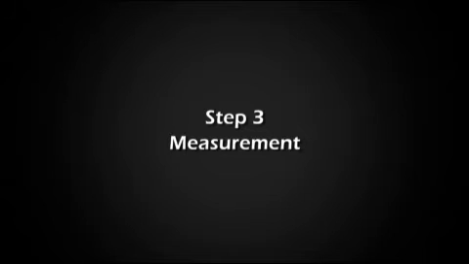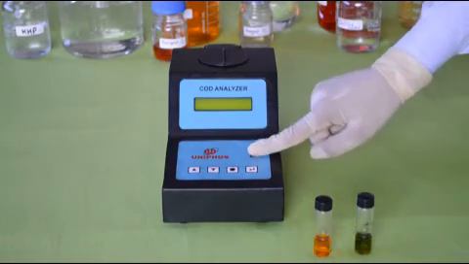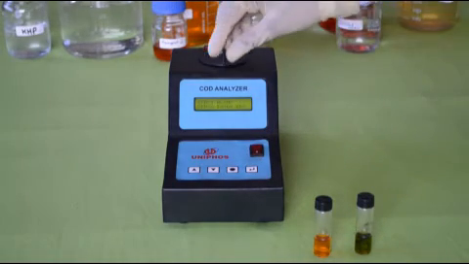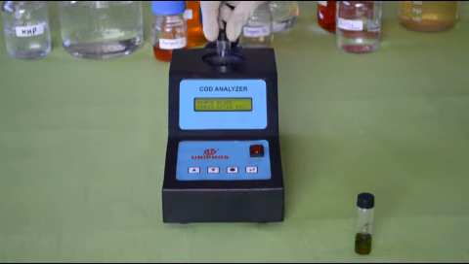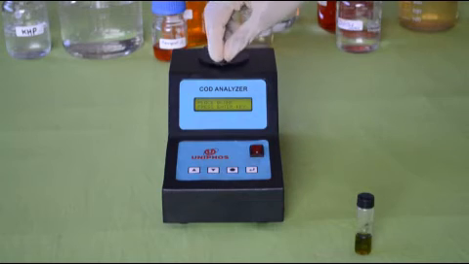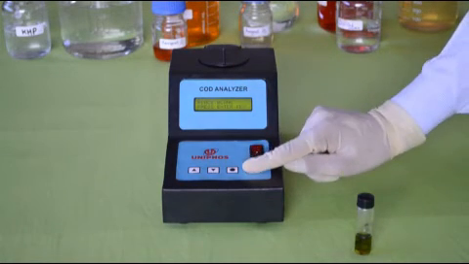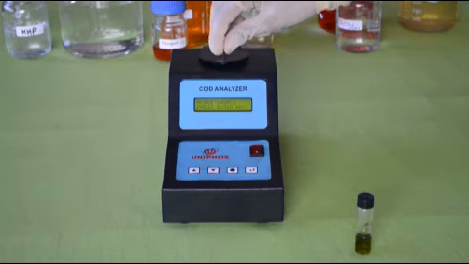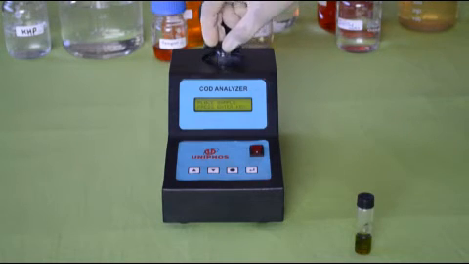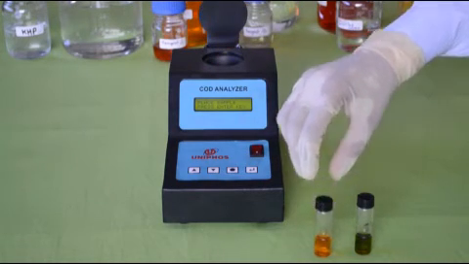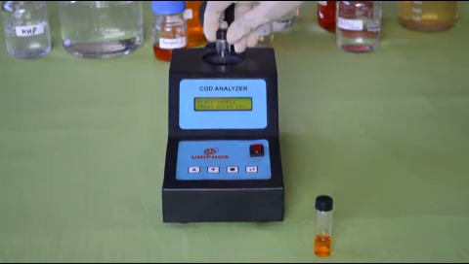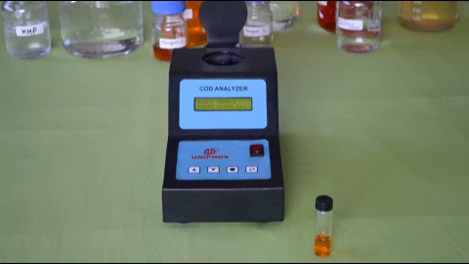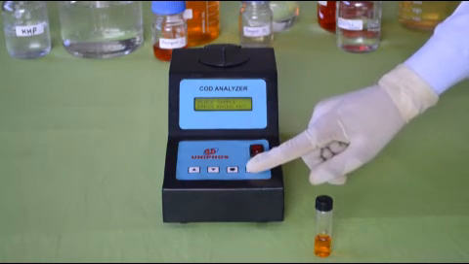Third step: measurement. Power on the instrument and follow the prompts. As per the prompt, place the blank vial and press enter key. Remove the blank vial and place sample vial when prompted. And press enter key.